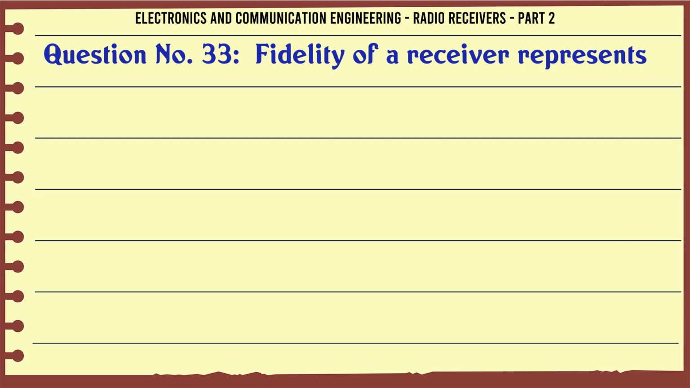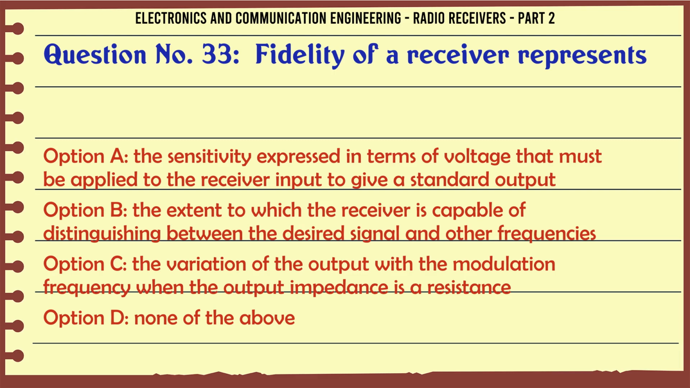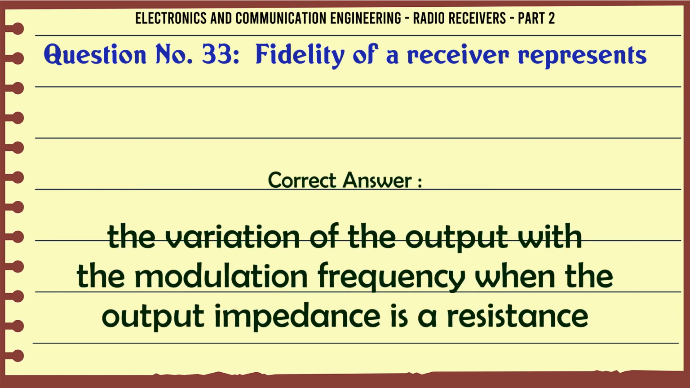Fidelity of a receiver represents A. The sensitivity expressed in terms of voltage that must be applied to the receiver input to give a standard output. B. The extent to which the receiver is capable of distinguishing between the desired signal and other frequencies. C. The variation of the output with the modulation frequency when the output impedance is a resistance. D. None of the above. The correct answer is the variation of the output with the modulation frequency when the output impedance is a resistance.